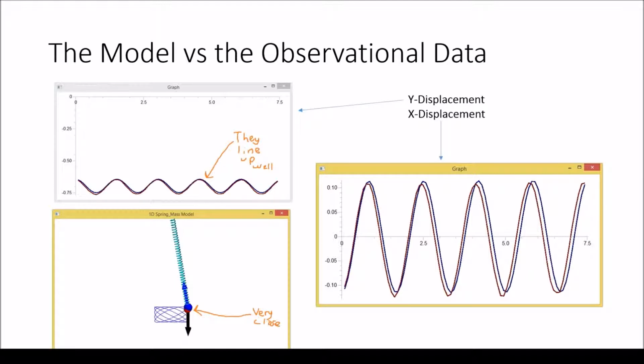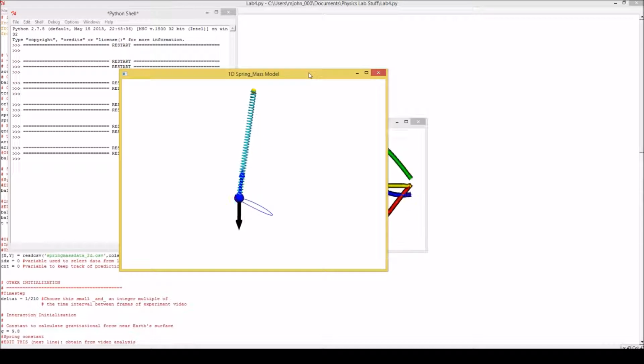As you can see from the graphs, the model does an excellent job of predicting the motion. It's almost an exact fit in both x and y directions. One more important thing to note here is the blue and black arrows. The black arrow represents the gravitational force on the mass, and the blue arrow represents the spring force. The spring force changes depending on the stretch of the spring, as it should, while the black gravitational force remains constant, as it should.